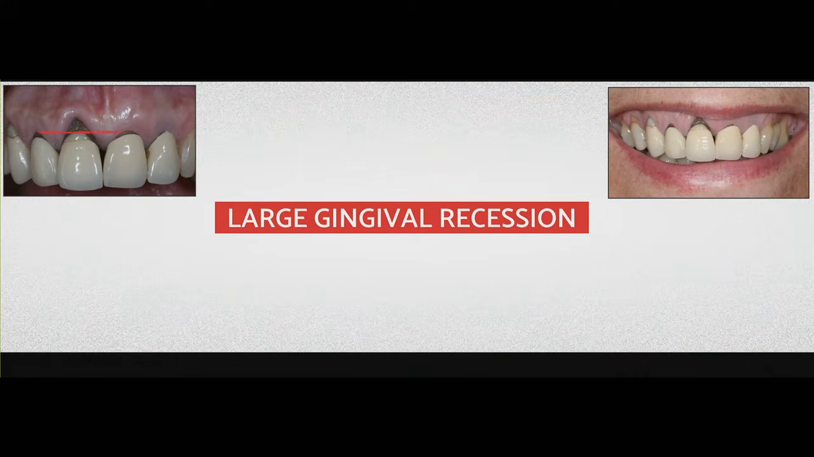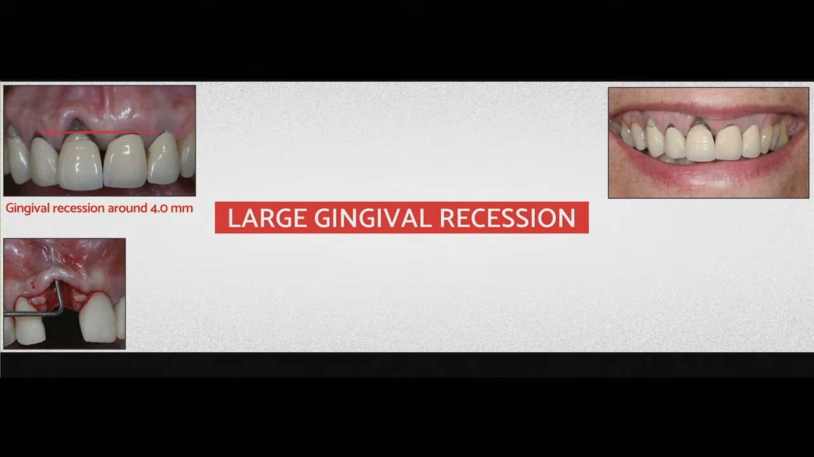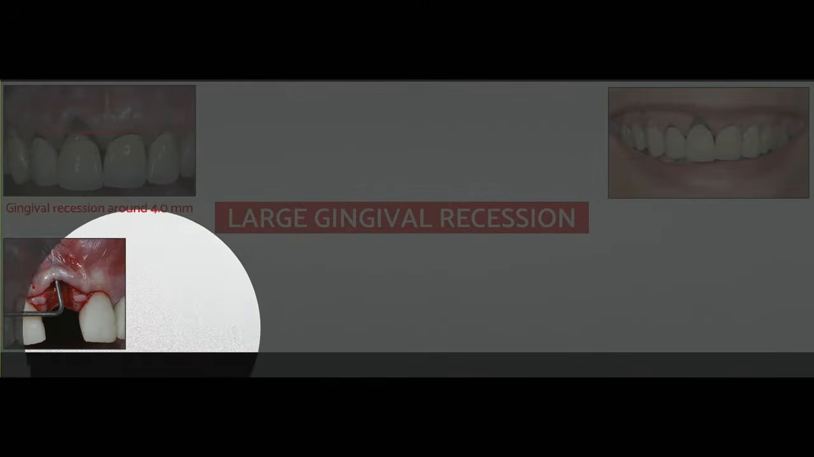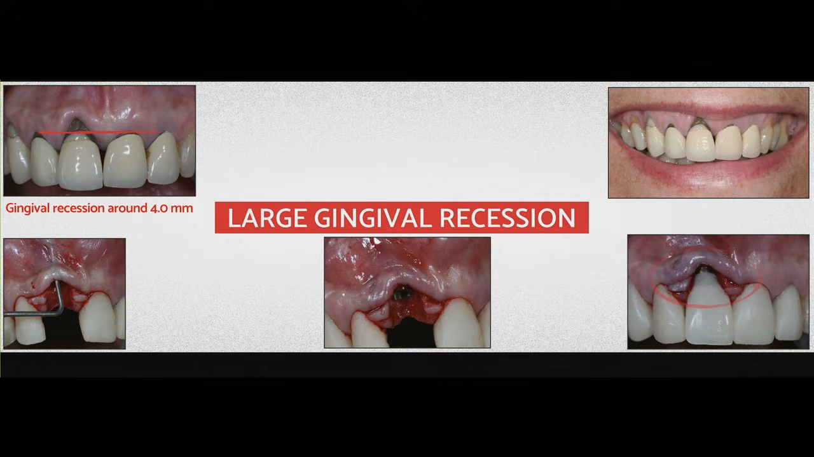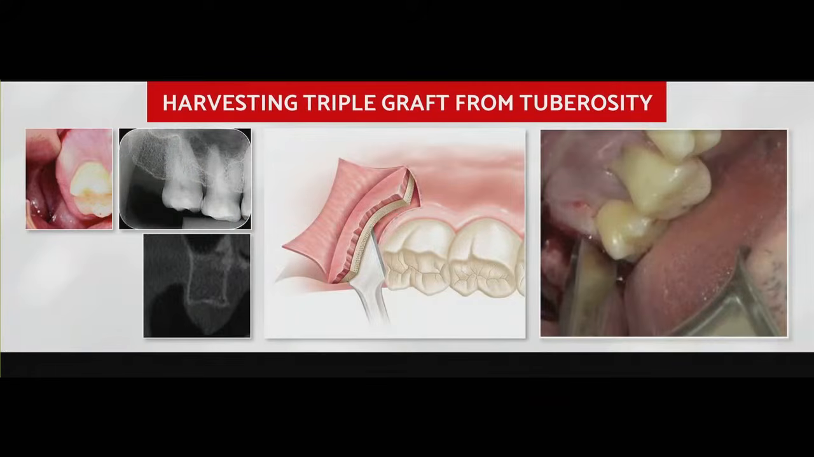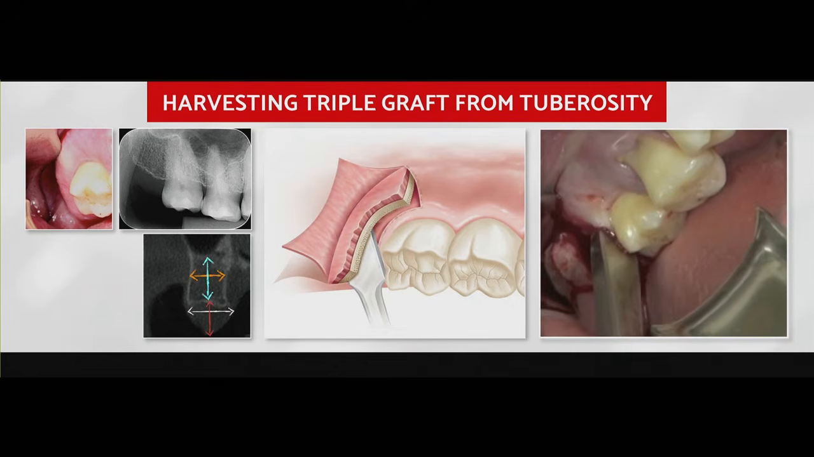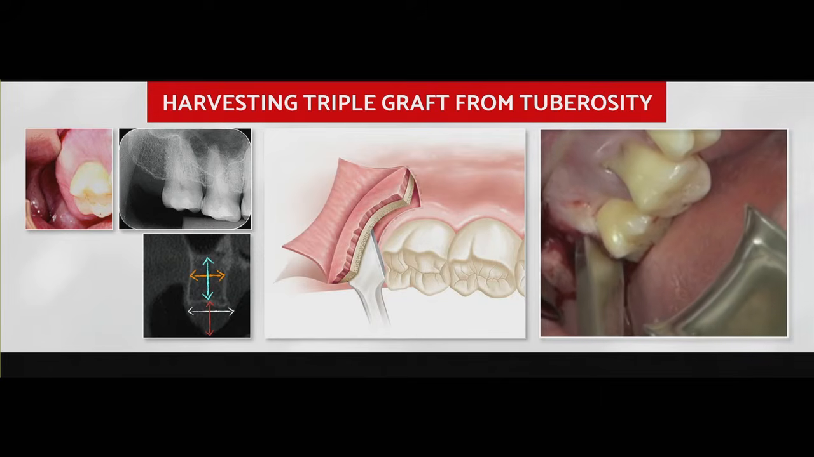So what we did here, we have a gingival recession around 4 millimeters, a patient with a high smile line. We extract the tooth. Take a look how thin the soft tissue is. We insert the implant 1 millimeter from gingival margin in the corner direction. We make the provisional restoration, and we left intentionally the same anatomical contour of the provisional restoration that we call a soft tissue gap. We went to the tuberosity, and we harvest from the tuberosity a triple graft, as you can see through this illustration.